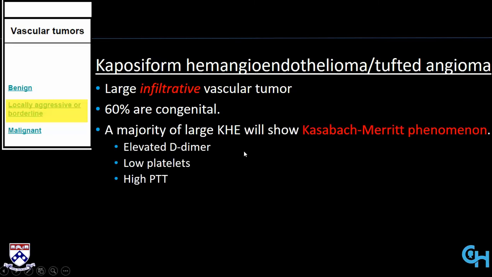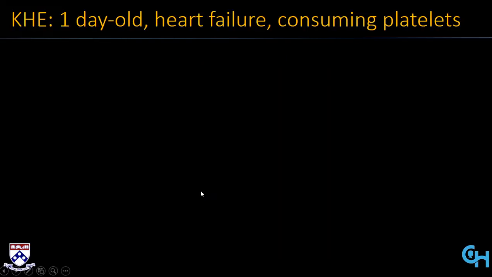The majority of kaposiform hemangioendotheliomas show this thing called Kasabach-Merritt phenomenon, characterized by high D-dimers, low platelets, and high PTT, so it's a coagulopathy. And large kaposiform hemangioendotheliomas, because they're so vascular, can result in high output heart failure. What do these lesions look like?